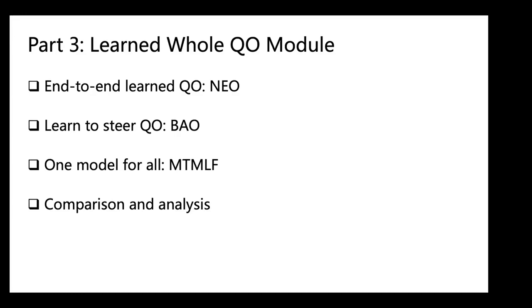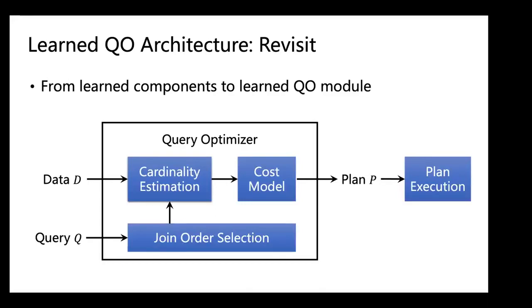Finally, we make some comparison and analysis. Okay, first, let's just revisit the traditional QO architecture. For Neo, we try to learn to replace the functions of the three components: join order selection, cardinality estimation, and cost model, but may not be exactly the same as them.